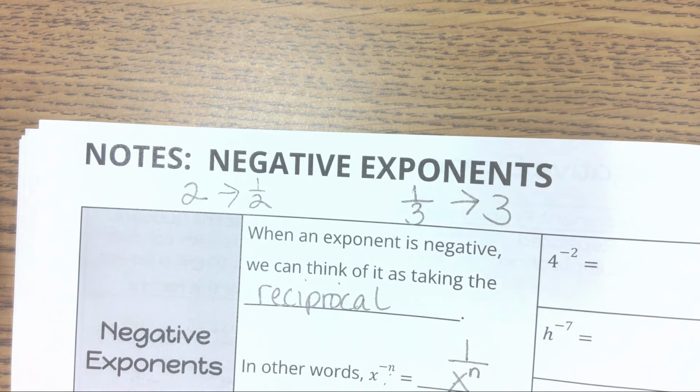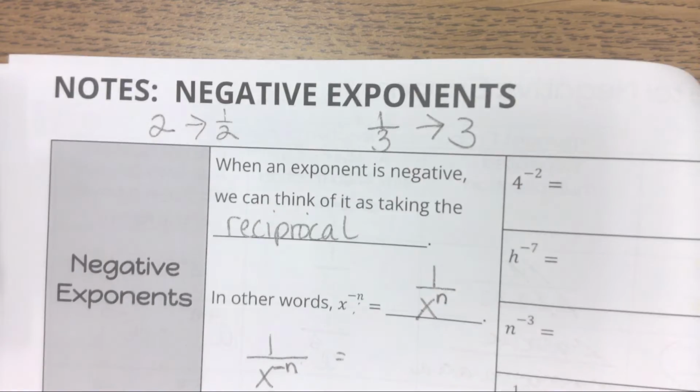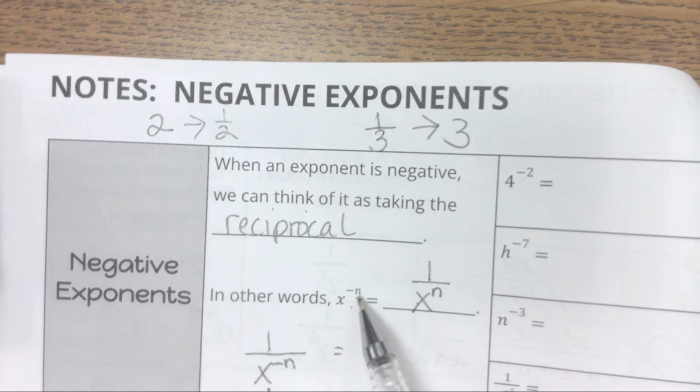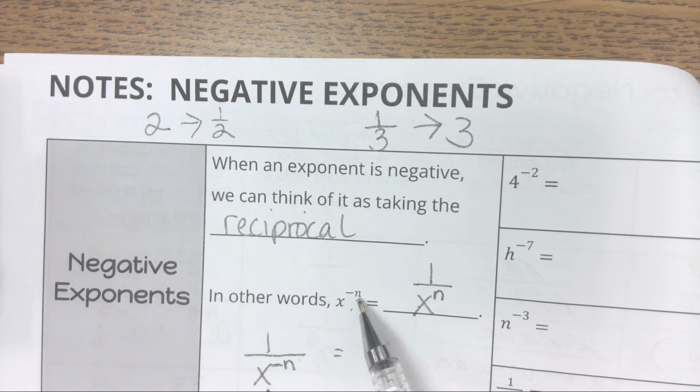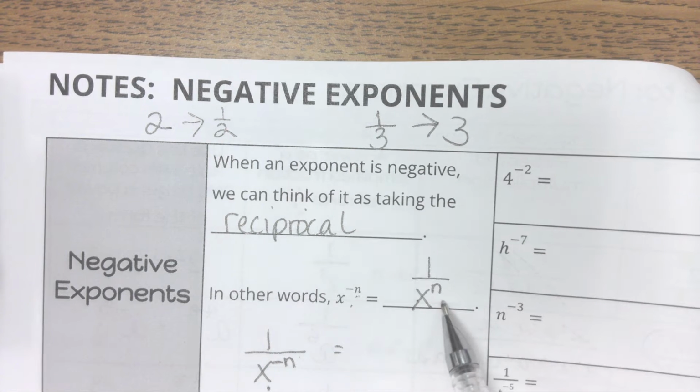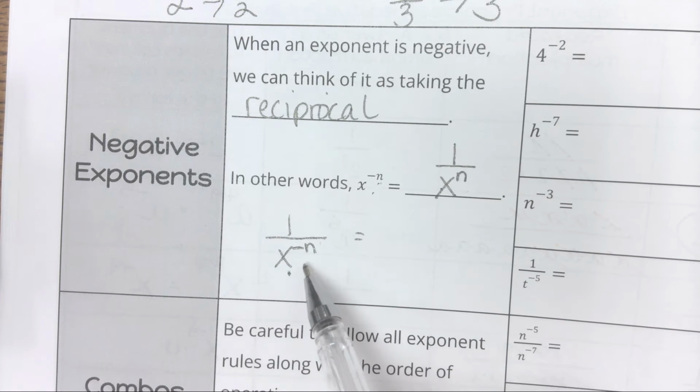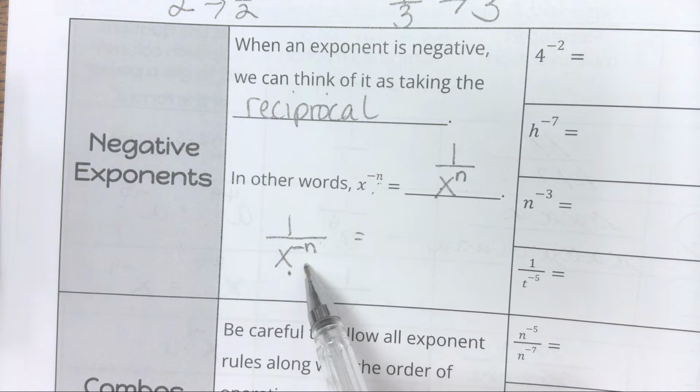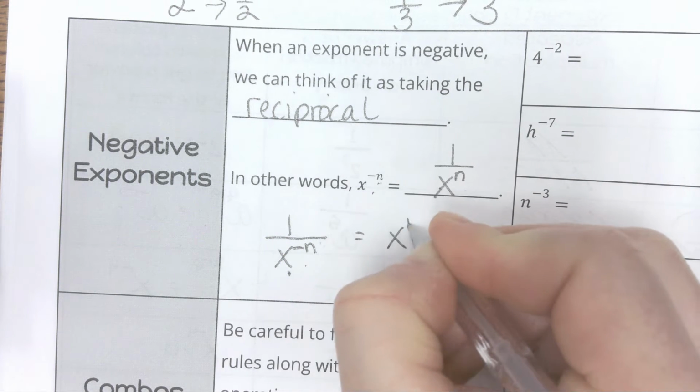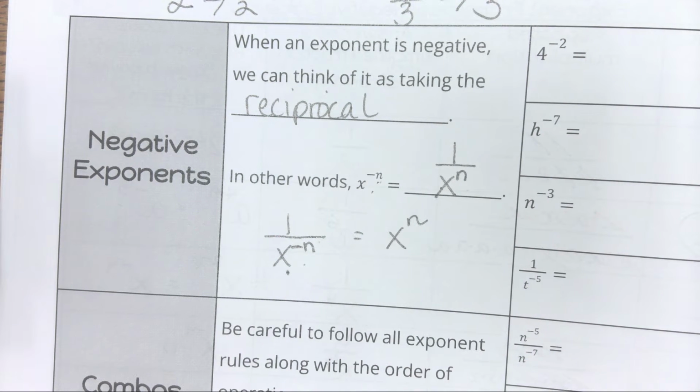Okay. So what I'm saying is, if this is a negative exponent, to make it positive, I move it to the bottom of the fraction. If the negative exponent is on the bottom of the fraction, to make it positive, I move it to the top. So it just becomes x to the n.